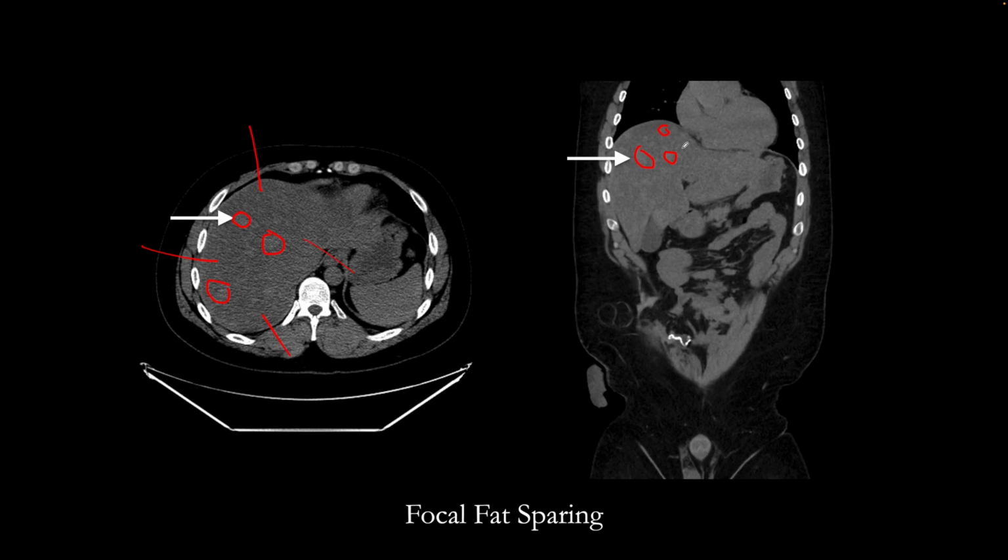Focal fat infiltration can be seen as round or regional or geographic. Similarly, focal fat sparing can be seen as round, regional, or geographic.